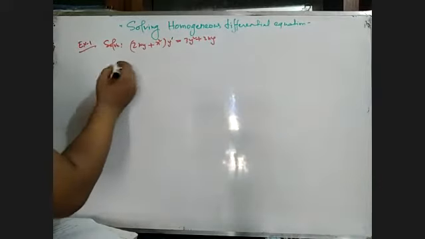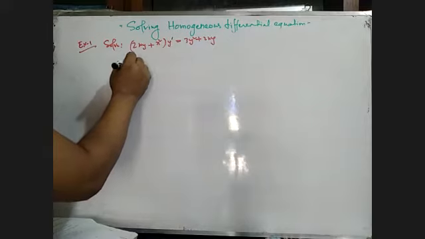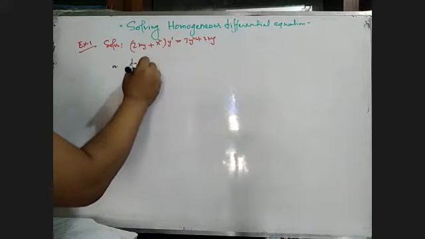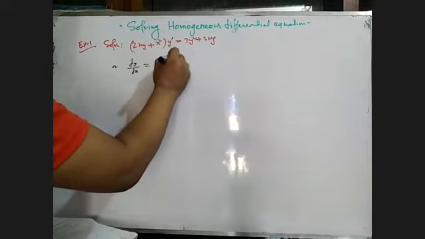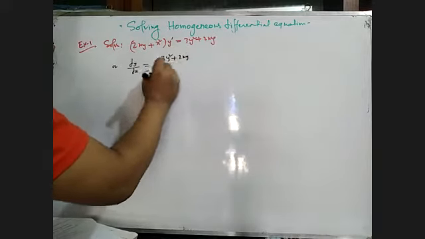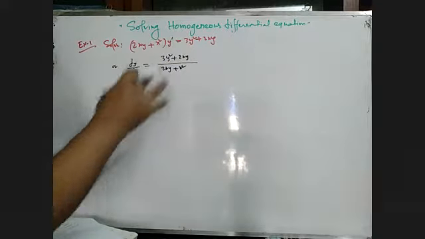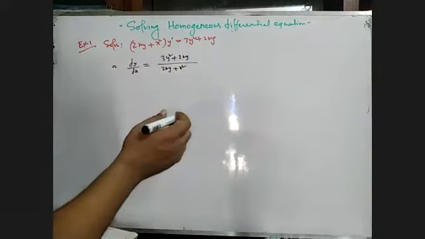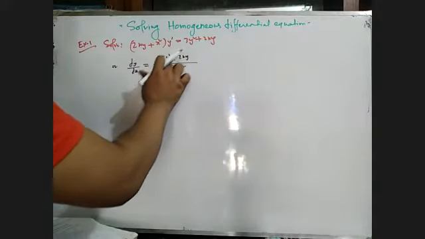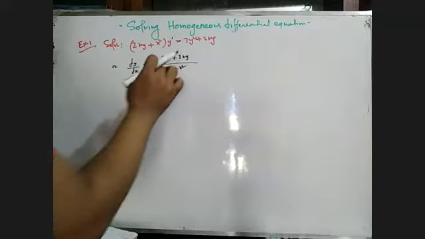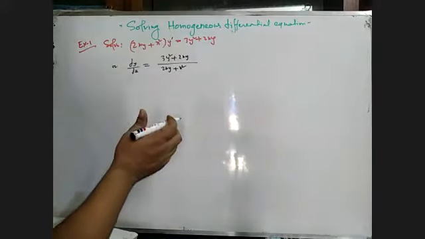And this differential equation can be written like this: dy/dx, y dash means dy/dx, equals to (3y square plus 2xy) divided by (2xy plus x square). Actually, this is the standard form, this is the first function f1 and this is the second function f2, and same degree. Okay, this is why it is a homogeneous differential equation.